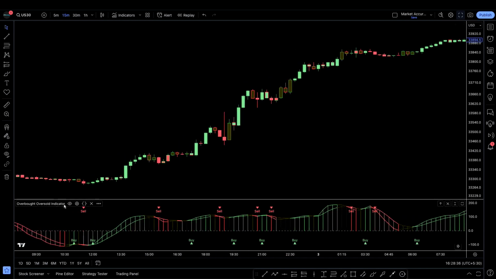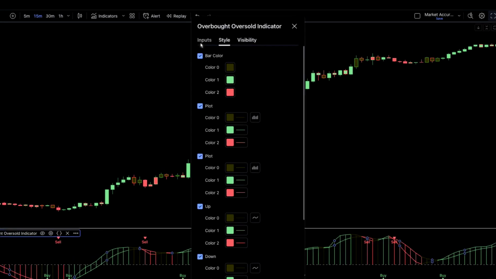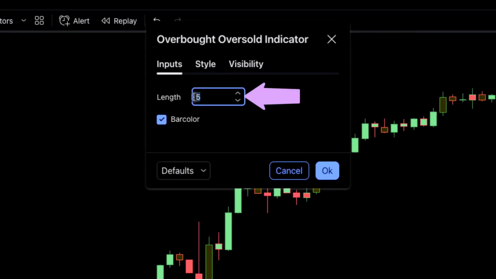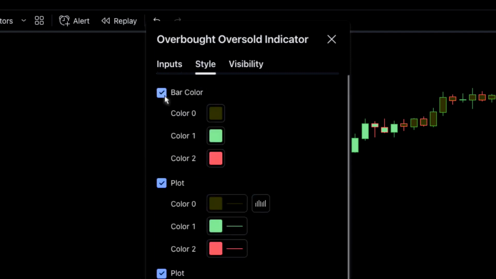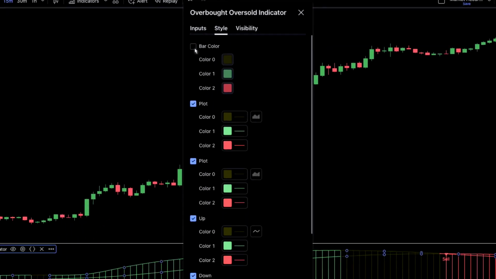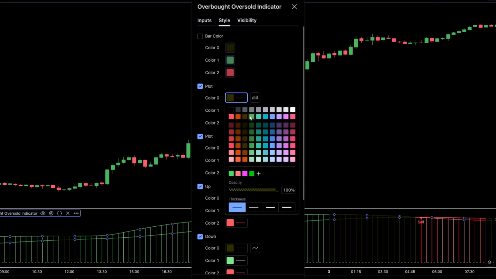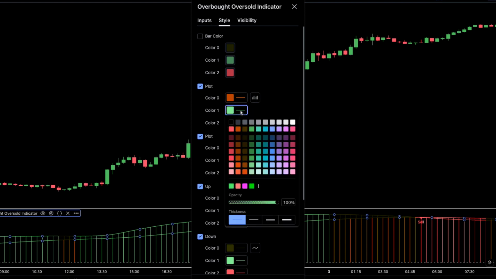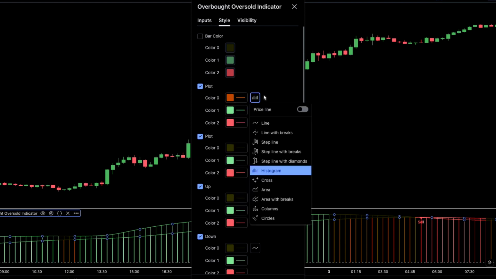To modify settings, click on the Settings tab. First go to the Input tab, we will increase the length from 5 to 36. Now go to the Style tab and uncheck the bar color option, then increase the thickness. Then in the plot option, change color 0 from yellow to orange and increase the thickness. Now we will also increase the thickness of color 1 and 2.